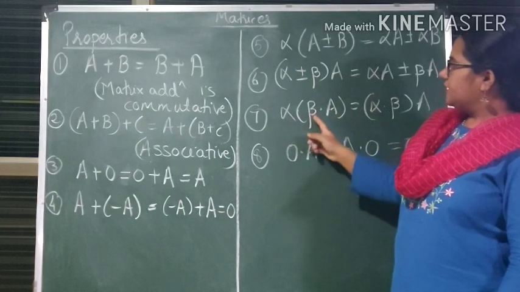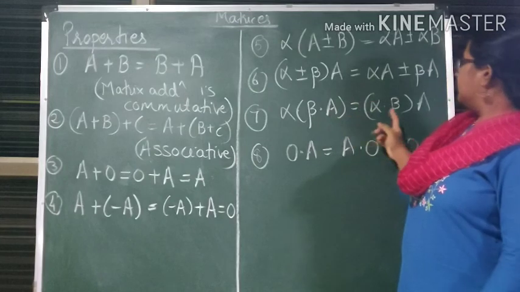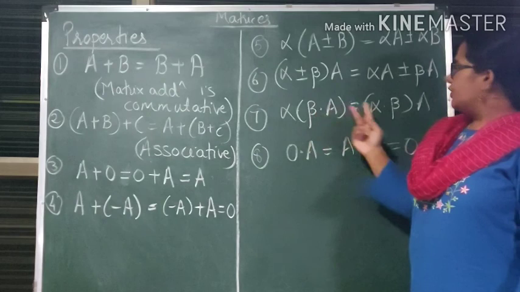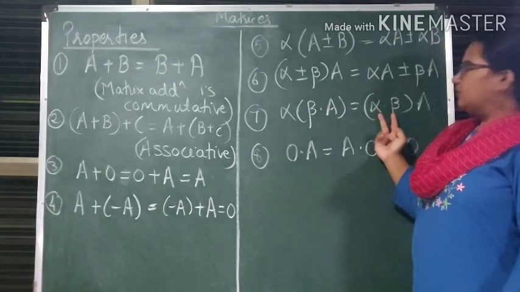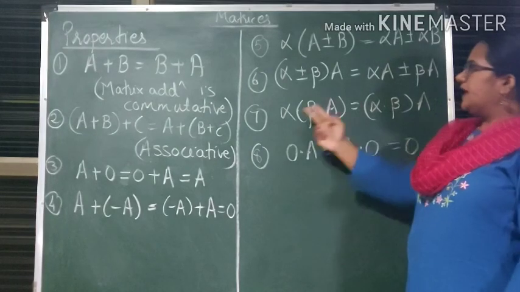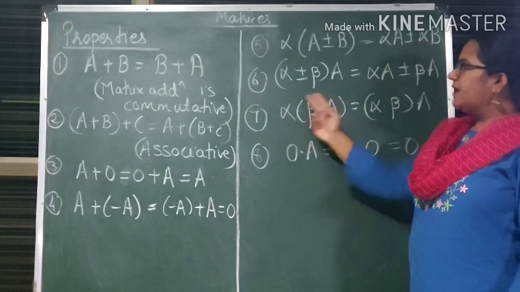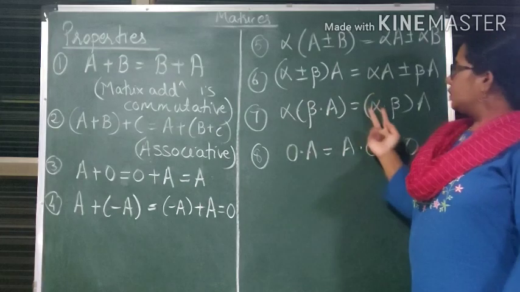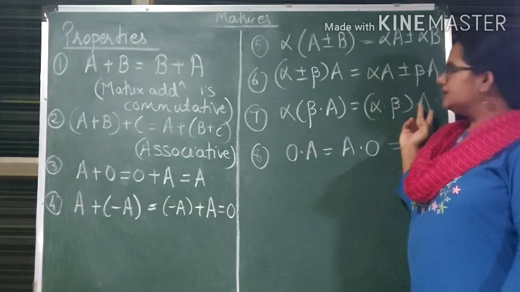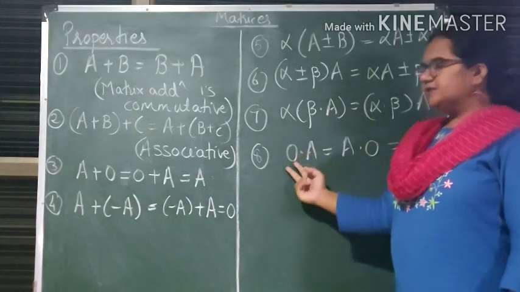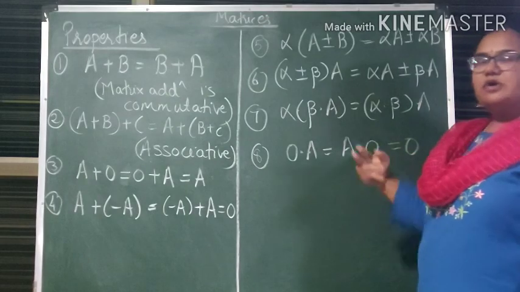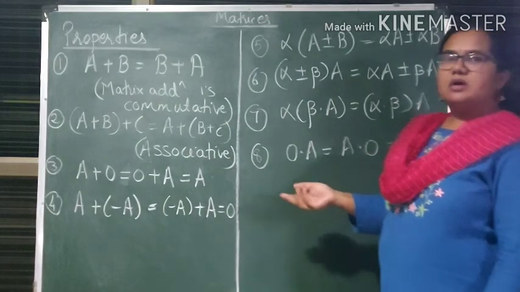Yes. Alpha into beta into A is equal to alpha into beta into A. That means alpha and beta are scalars. You can multiply the scalars separately, and whatever value you get, you can multiply every element of A by it. However you do it, first you multiply by beta and then by alpha, or together you do alpha into beta and then multiply by A, you are going to get the same answer. And if your scalar is 0, 0 into any matrix will give you a 0 matrix, because 0 into any number is equal to 0.